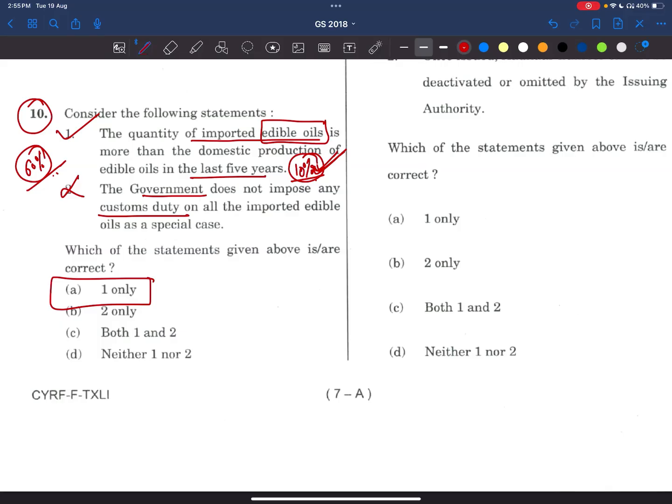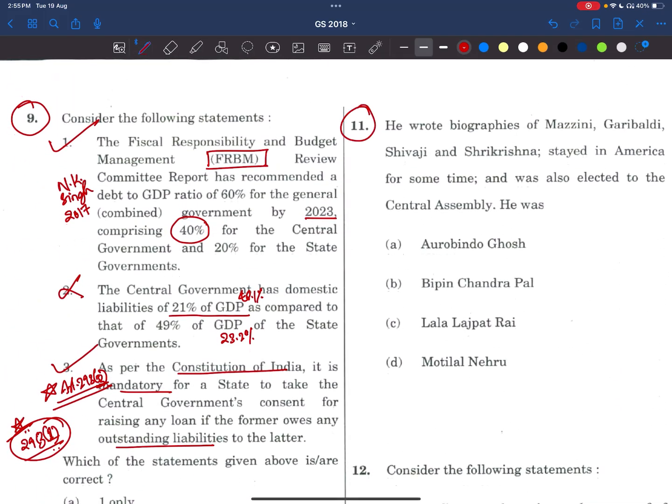So we have to revise the Economic Survey, at least the summary, before going to the examination. Now, coming to the 11th question. He wrote the biographies of Mazzini, Garibaldi, Shivaji, and Sri Krishna, stayed in America for some time, and was also elected to the Central Assembly.